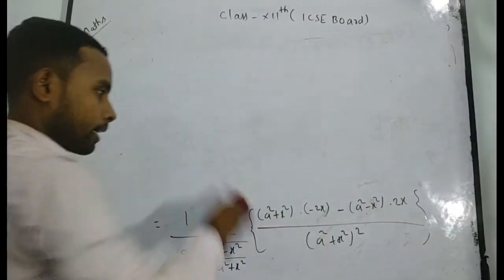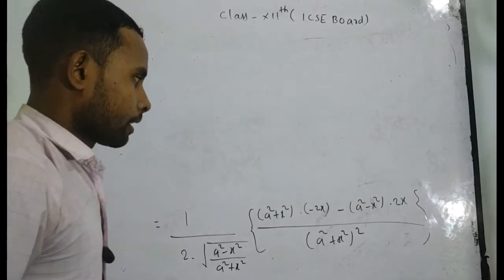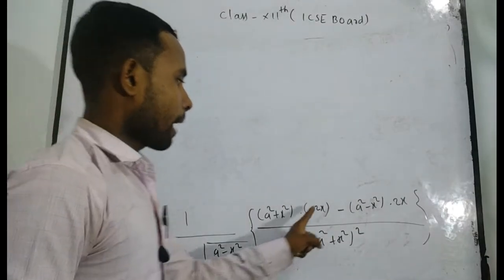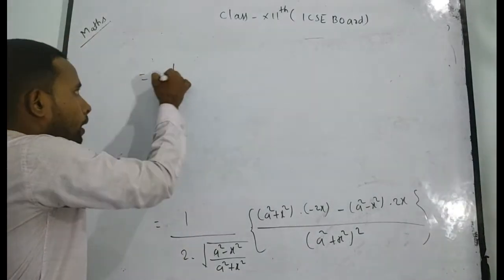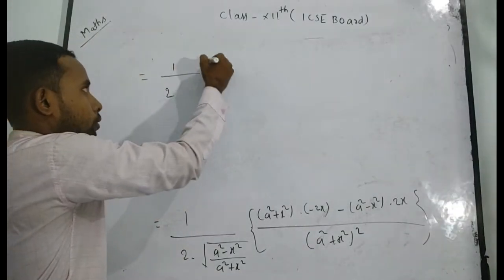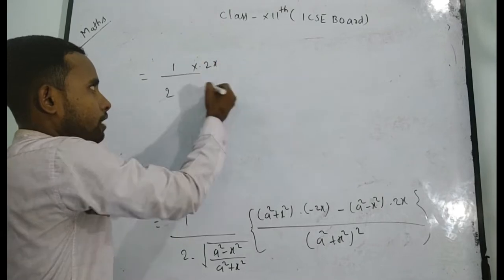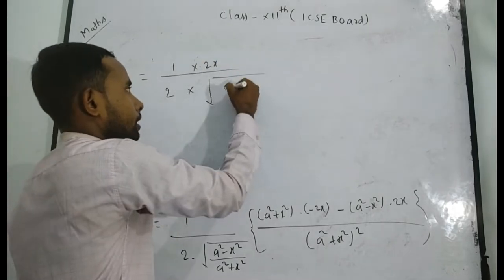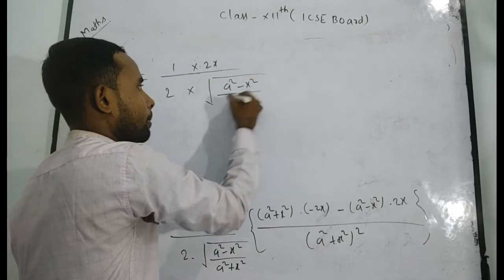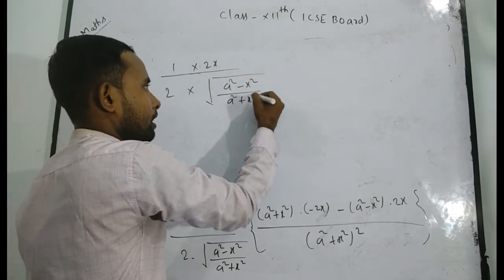I want to rub this part and see again here. Can you take 2x common? After taking 2x common, the whole term will be 1 upon 2 into root under a square minus x square divided by a square plus x square.